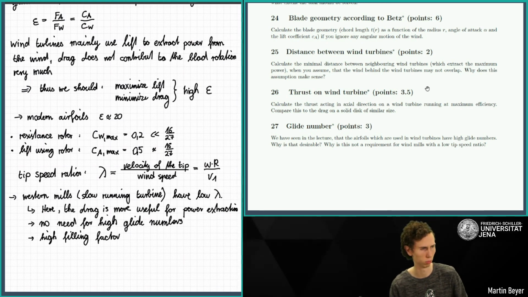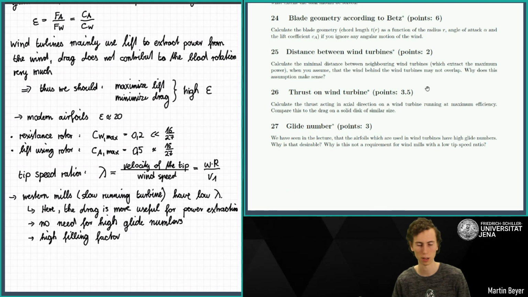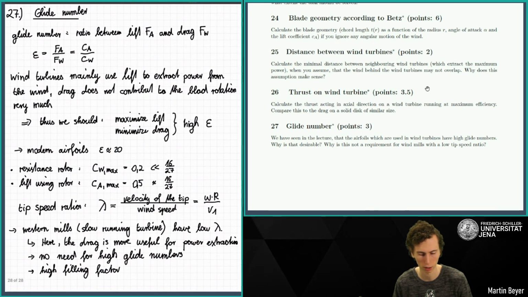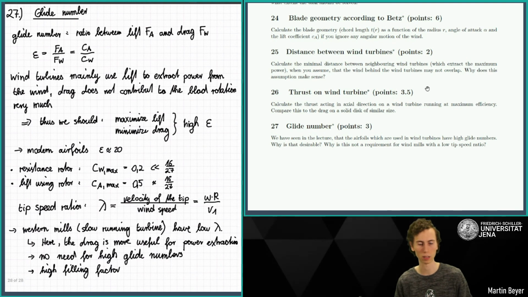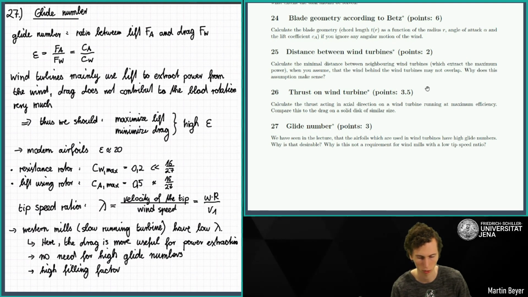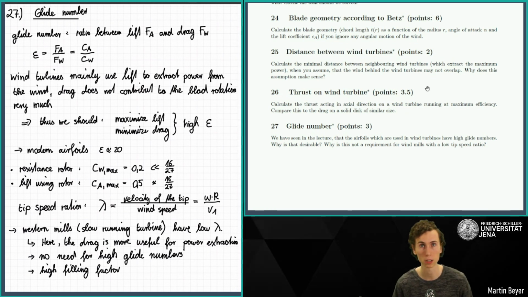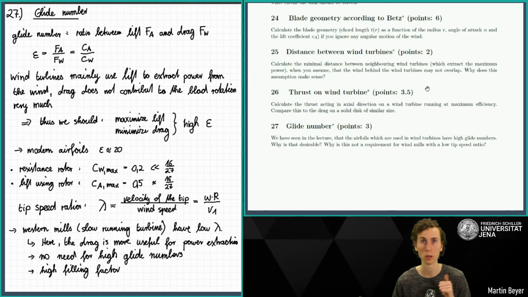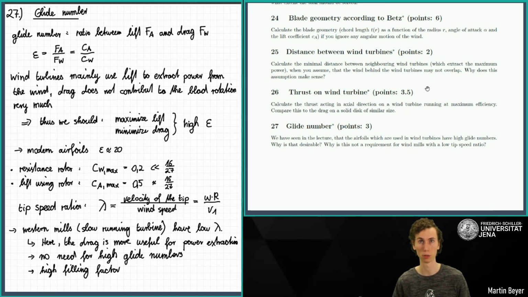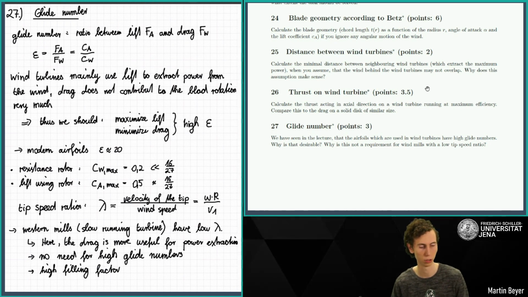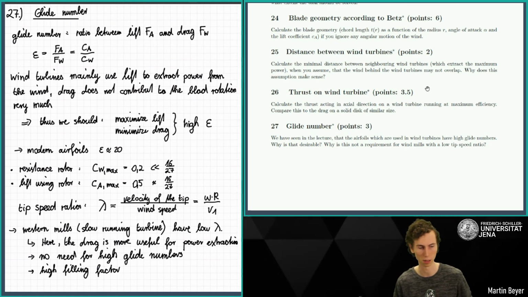Okay, so it's a rather short task here. I hope I explained it well enough. I gave some heuristic arguments, did not do any calculation of why this is really more useful, but the take-home message here is wind turbines mainly use lift to generate their power. This is the most important point that you should take from this exercise.